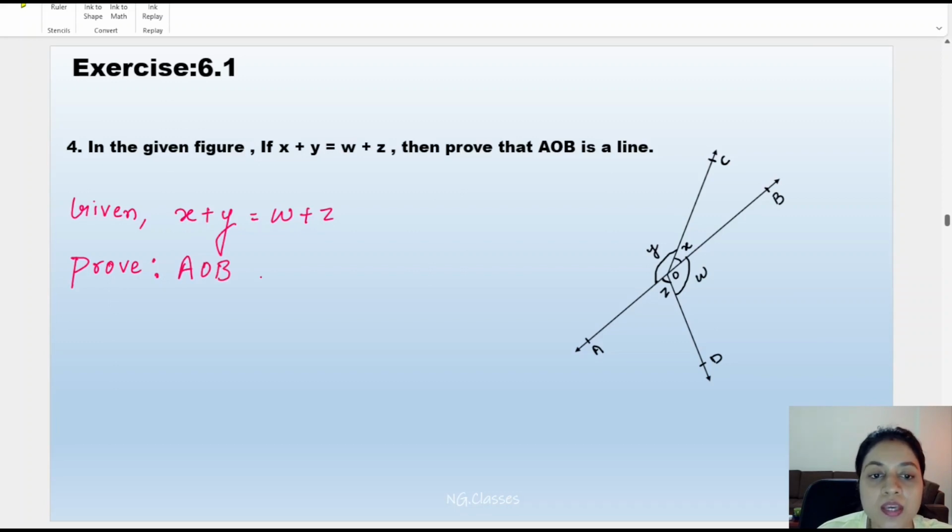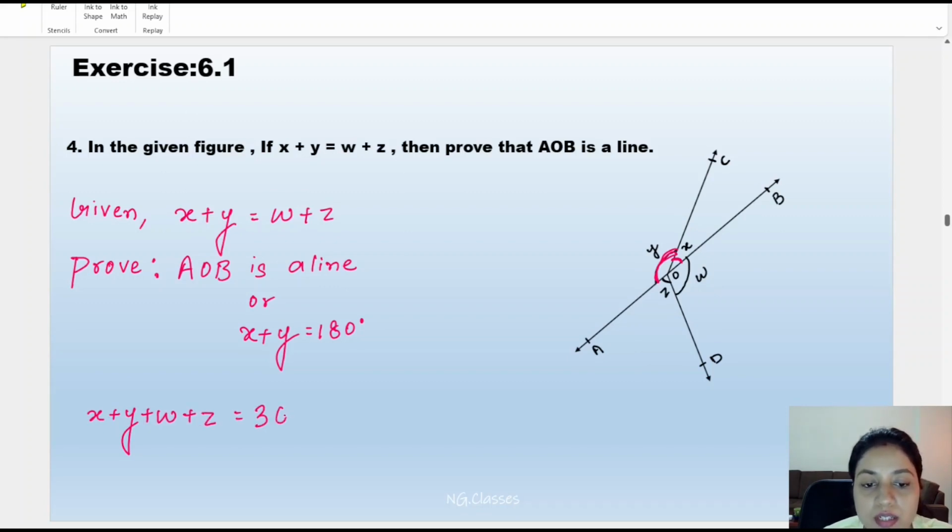AOB is a line. Or in other words, we have to prove that the sum of angle x and angle y, as you can see in the figure, will be 180 degrees. Then only we can say it's a straight line, right? Or it's a line. We can also prove x plus y is equal to 180 degrees. All right. So let's start the discussion. So here at first, can we say the sum of x plus y plus w plus z is equal to 360 degrees?